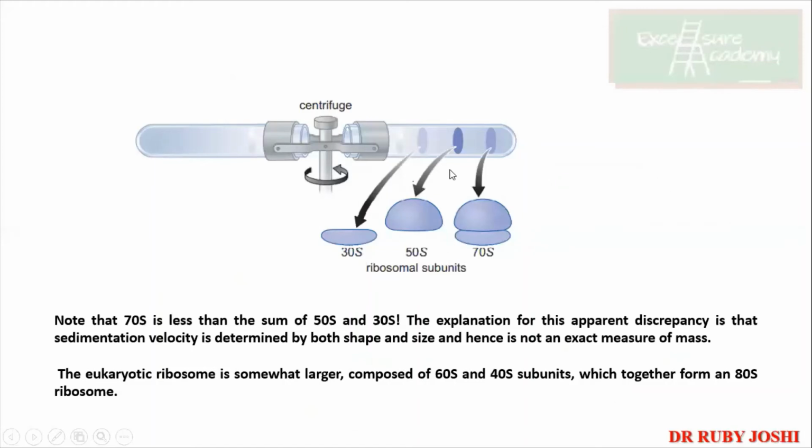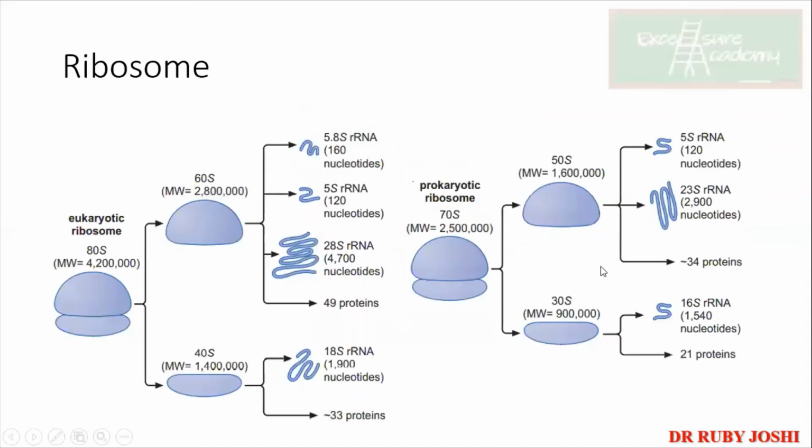So this is just that same explanation. The more it settles down, the larger the molecule is. So we found that it is 70 for the intact, 50 for larger, 30 for smaller. Now in the case of eukaryotes also we know it is 60, 40 and together it is 80 instead of 100.